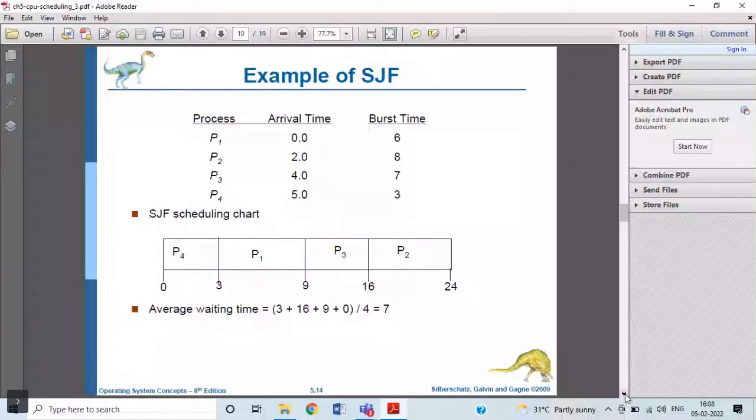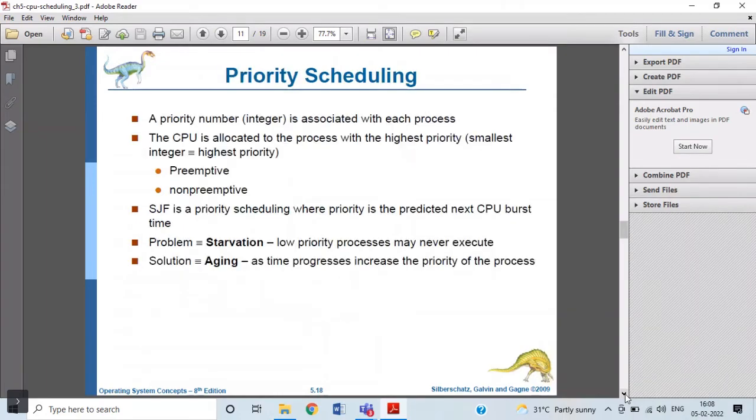So totally, as I said, 6 scheduling algorithms are there. The first one is first come first serve, the second is shortest job first, and the third one is priority scheduling. What do you mean by priority scheduling? By the name itself, the scheduling happens according to priority. A priority number is associated with each process, and the CPU is allocated to the process with the highest priority. Here the smallest integer indicates the highest priority.